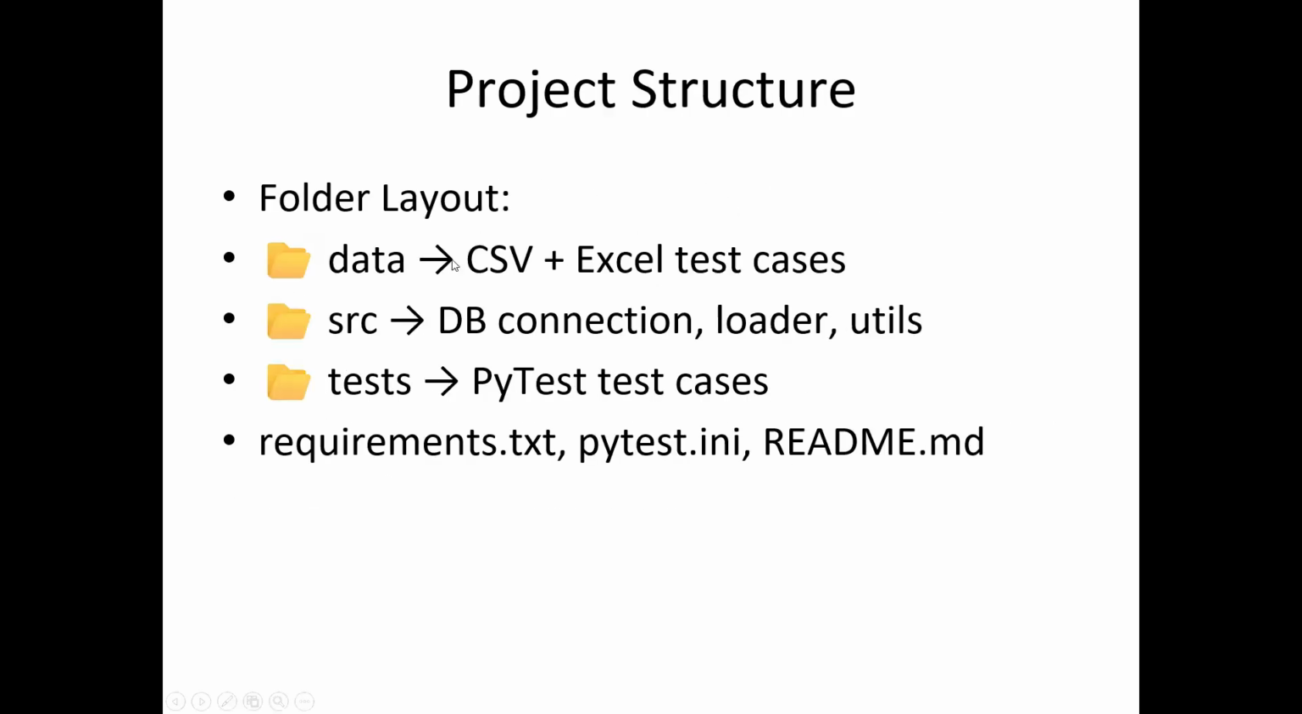Next is project structure. Our project structure will look something like this. Our input will be sitting in the data folder, and the Excel test cases will also be sitting in the data folder. The source folder will have the DB connection script and the loader, which will load the CSV file as a table in Postgres. And then the utils, which will have some utility methods. Then PyTest test cases will be inside the test folder. Then we will have requirements.txt where we will be mentioning all the packages that we will be using and downloading them in one shot. Then pytest.ini, which is nothing but to create our HTML report, so we will be writing that script in this. And then readme.md is again a necessity file which will tell you what this project exactly is.